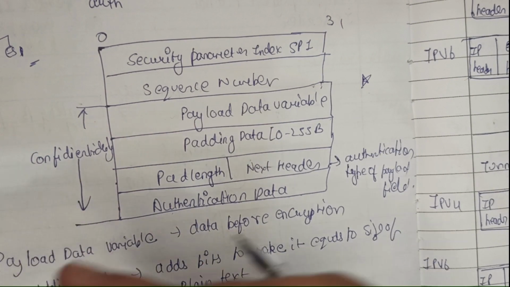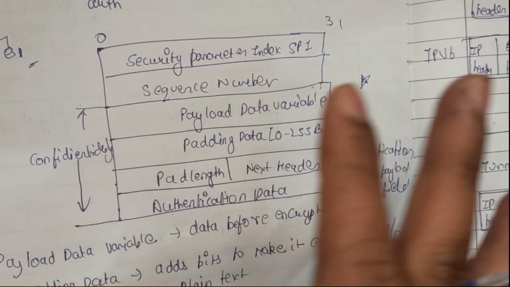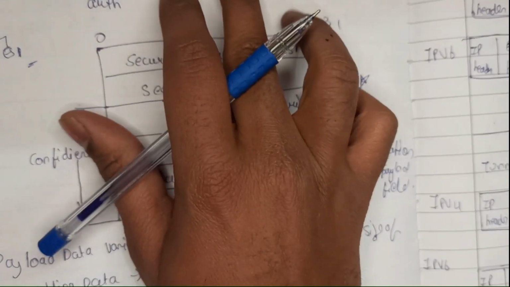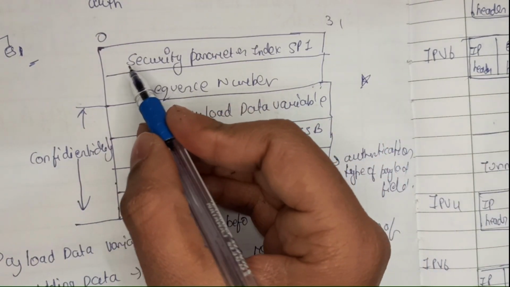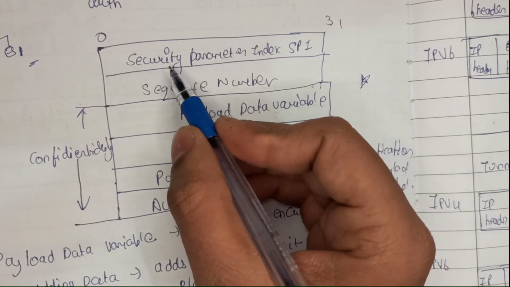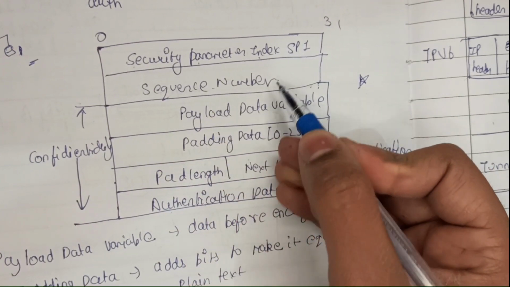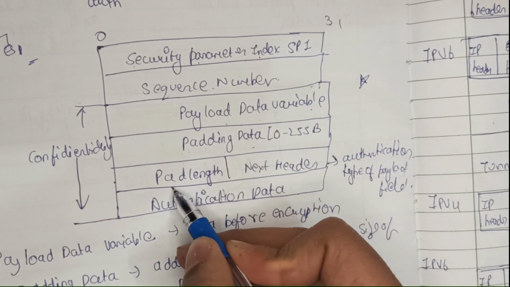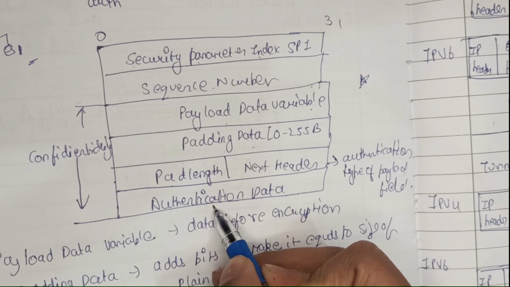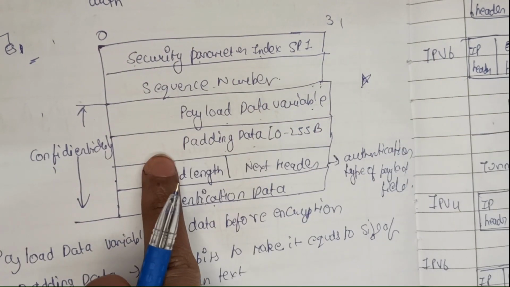As I have told you, the data should be confidential and it should be sent in a bit. The person to whom you are sending the data should be able to see it. That is why the security payload comes in. Payload is nothing but adding the data. So how does it look? It looks like security parameter index, SPI, sequence number, payload data variable, padding data. Padding data again consists of pad length and the next header, and then the authentication data. So this is the diagram of encapsulating security payload.